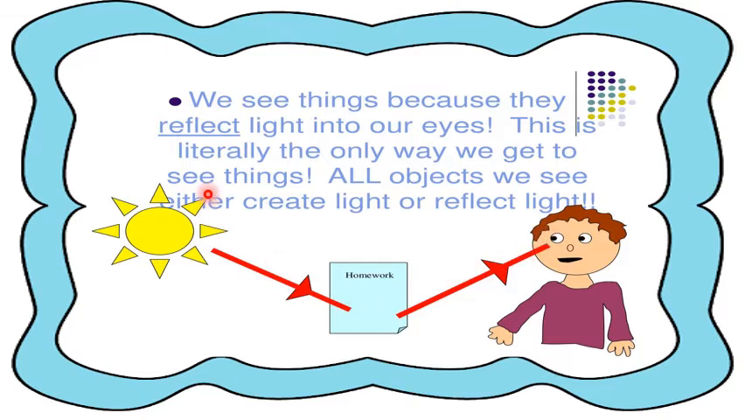Okay? So we see things because they reflect light into our eyes. And this is literally the only way we get to see things. So whatever we are able to see around us, that is only due to light. And we can take the best example from a dark room. In a dark room, we are not able to see anything, and the same eyes we are having in the dark room, the same objects are there, but there is no source of light. Okay, this is how you can relate the light and our sight, that how do we see things.